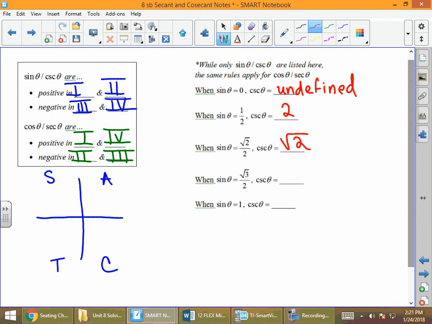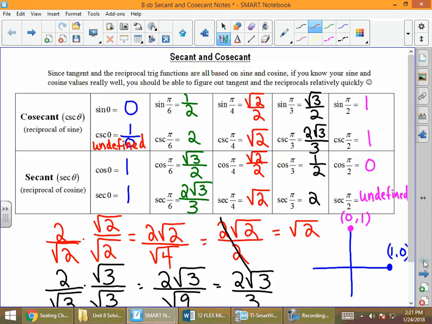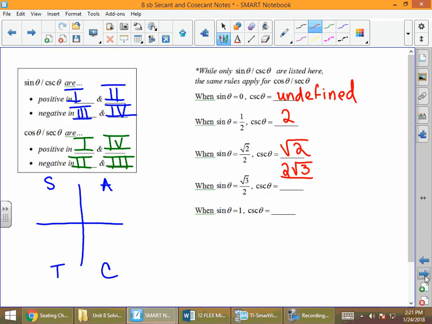When sine of theta is the square root of 3 over 2, then cosecant is going to be 2 over the square root of 3. And when we simplify that, I have to look at this one, 2 radical 3 over 3. And finally, when sine is 1, the reciprocal of 1 is still 1 for our cosecant value.